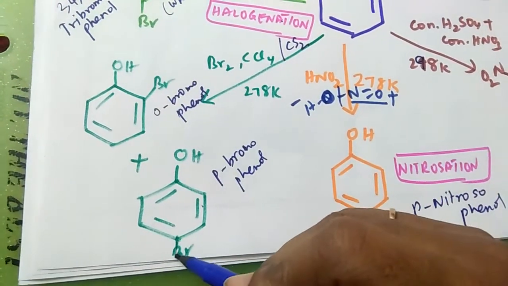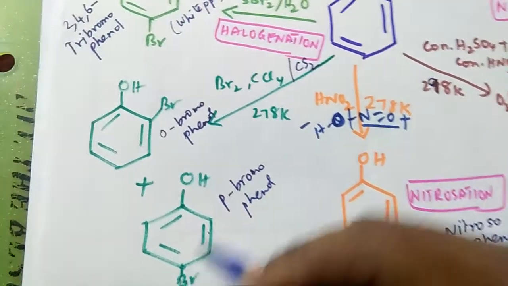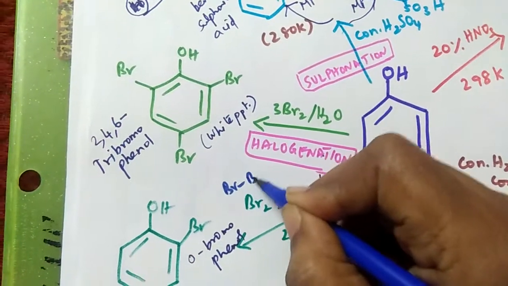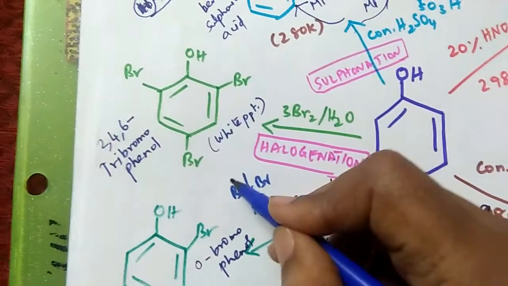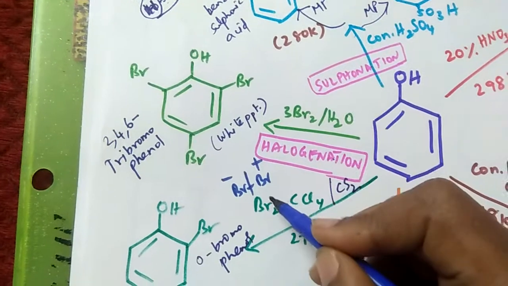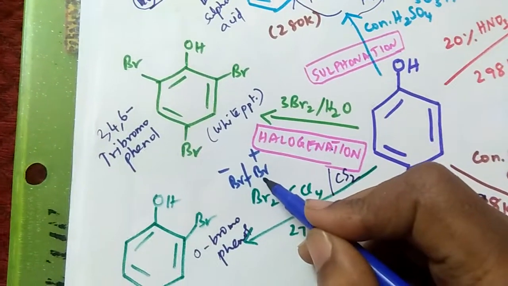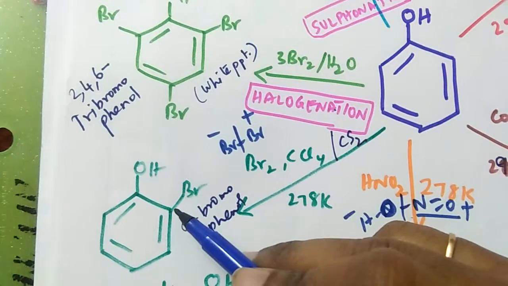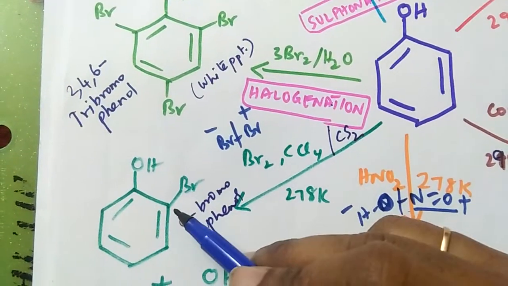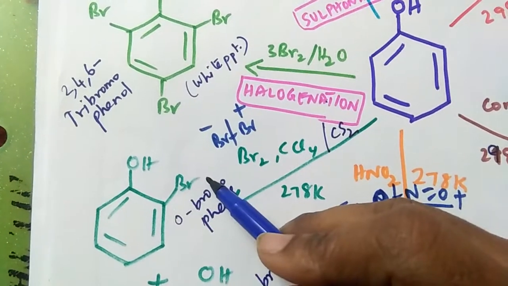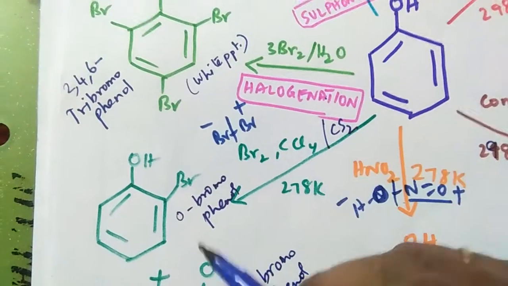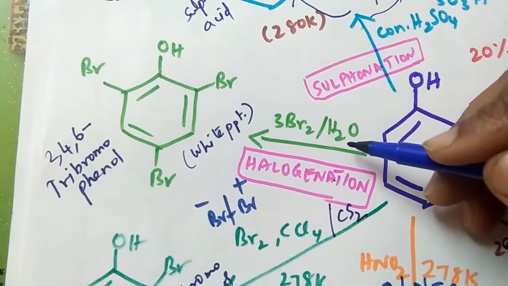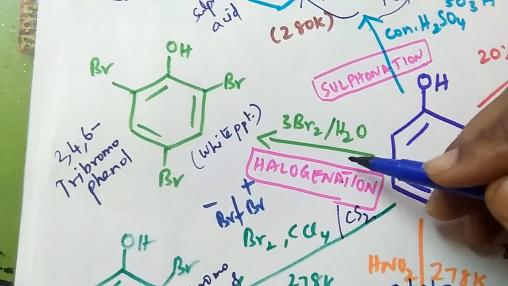The bromine atom is attached to the para position of phenol. Here Br-Br undergoes heterolytic fission to give Br minus and Br plus, the bromonium ion. This acts as an electrophile. The bromide ion combines with the H plus ion generated by the phenol itself to form HBr.